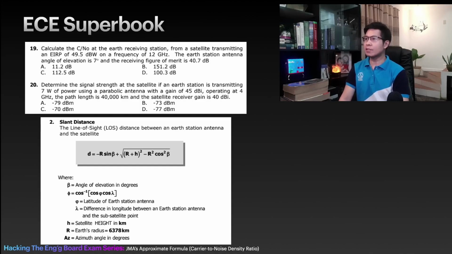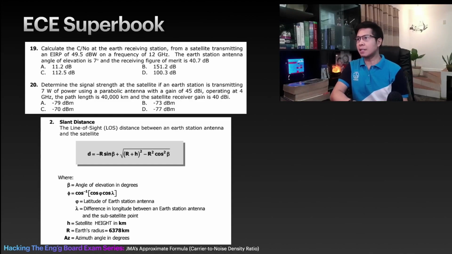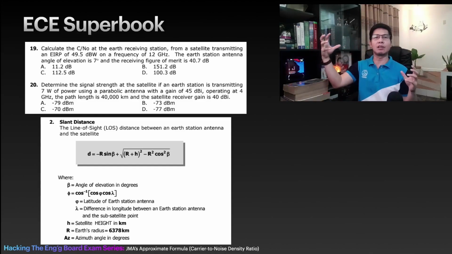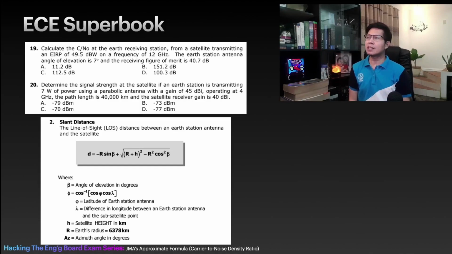Calculate the carrier to noise density at the Earth receiving station from a satellite transmitting an EIRP of 49.5 dBW on a frequency of 12 GHz. The Earth station antenna angle of elevation is 7 degrees and the receiving figure of merit is 40.7 dB. Ito na problema. Yung mga previous example kanina, if you notice, given yung distance between the satellite and the Earth station. But in this case, ang given dito is the angle of elevation ng Earth station antenna.